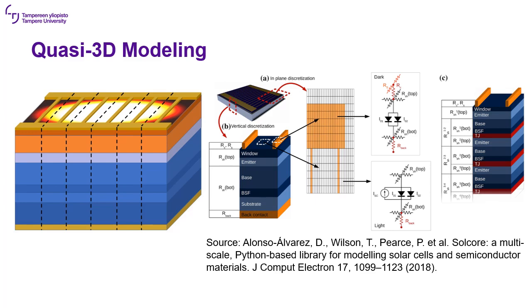After every one of these submatrices has been solved with the Quasi-3D solver, the current voltage characteristics are added up, and then we get the full current voltage characteristics of the photovoltaic cell. And from the current voltage characteristics we can get the maximum power point, the maximum power, and from there we get the efficiency of the given device with a given illumination profile and front contact grid profiling.